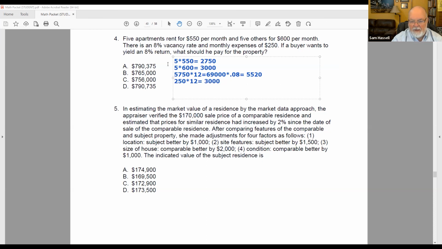So now we have income of 69,000, right? Minus our vacancy rate of 5520. Minus our expenses of 3,000, that's going to give us a net operating income of 60,480. And then we're going to take that and divide it by our 8% wanted return. 60,480 divided by 0.08. And that's going to be $756,000.